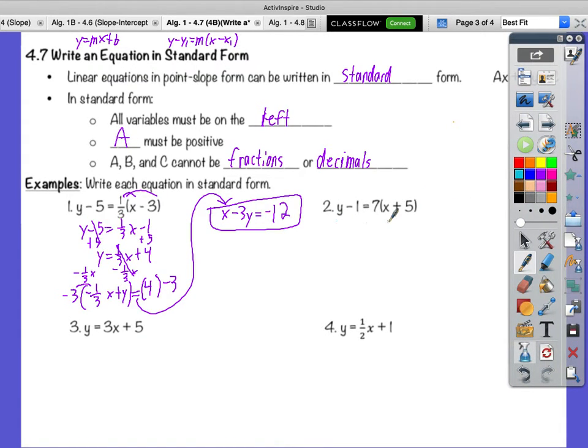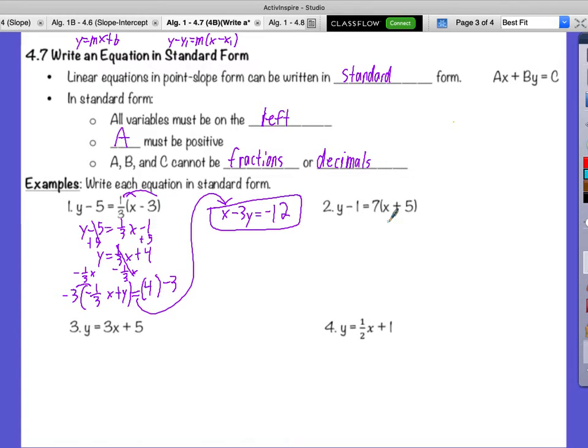Let's try number 2. So what form is number 2 in? Point slope. So what do we have to do first in order to solve? First, distribute to turn it into slope intercept. Y minus 1 is equal to what on the right-hand side there, Bailey? What's 7 times x? And what's 7 times 5? 35. Lauren, what would we do next? Add 1. Y is equal to 7x plus 36.